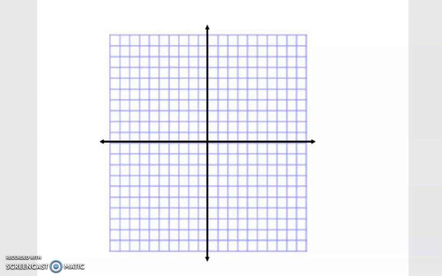So today we're going to be talking about the coordinate plane. The coordinate plane is just simply something that we are going to graph with. It is divided into four different sections by the axes. The x-axis is the horizontal axis, which means it goes from left to right. The y-axis is the vertical axis, and it goes up and down.